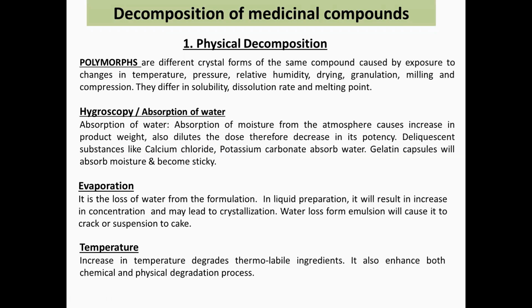In physical decomposition, the first one is polymorphs, because the drug molecules may form different polymorphs when they come in contact with other substances, or with UV radiation, or with light, or when different factors may affect them. We know that polymorphs have different physical and chemical properties, like solubility, dissociation rate, efficacy.